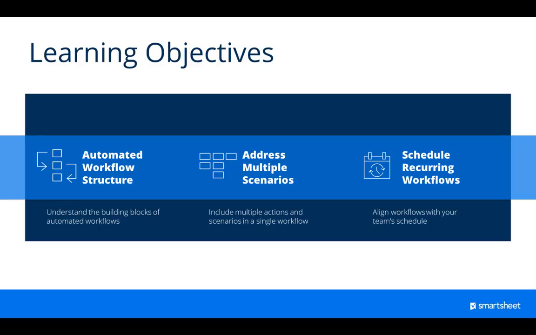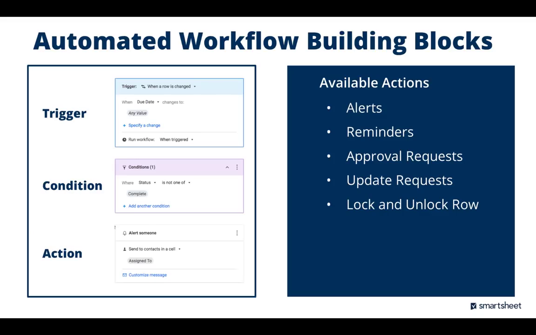Before we dive into our demo today, let's talk about the building blocks for your automated workflows. All of your workflows will consist of three sections: your trigger, your condition, and your action. Your trigger is the activity that must take place in your sheet to kick off your automated workflow. So for example, if you want to be notified anytime that a task in your sheet turns red, so you can make sure to take action on it, you can say, for a trigger, when status becomes red.